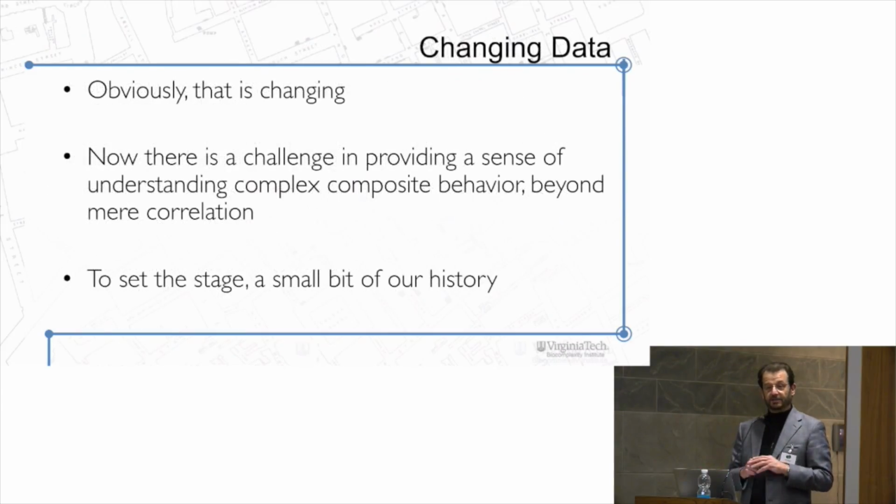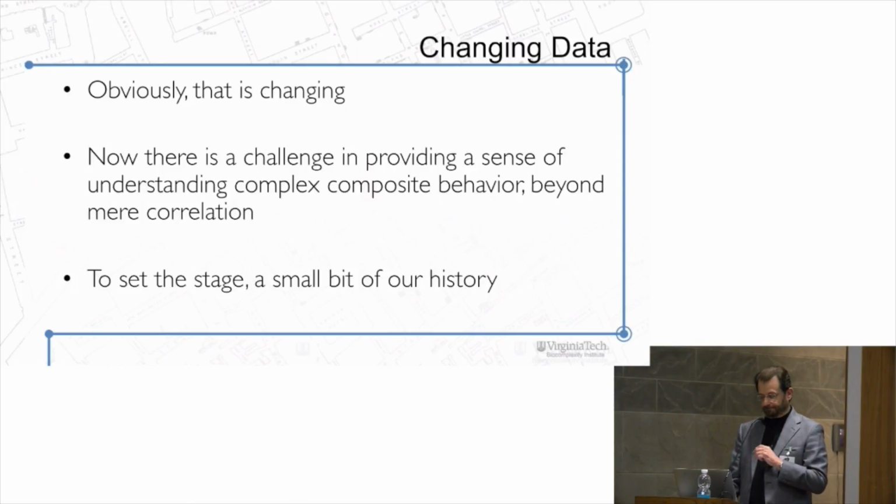But obviously that's changing. We have much more access to internal state information about all kinds of things than we had before. And there's a challenge in providing a sense of understanding of the complex composite behavior that derives from that. And so I'm just going to go through a little bit of history just to make some of the points that I made clear.